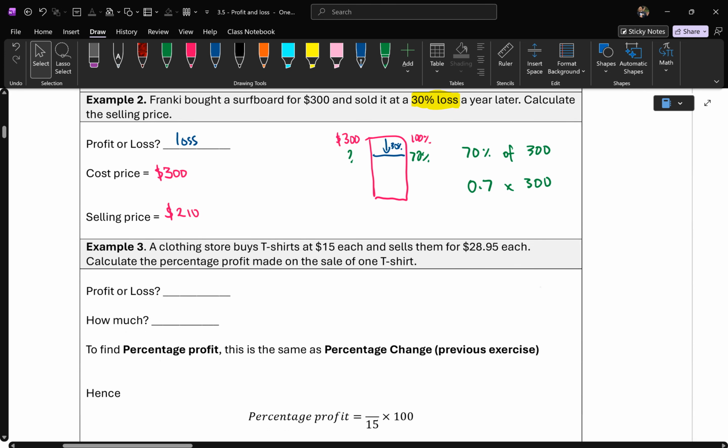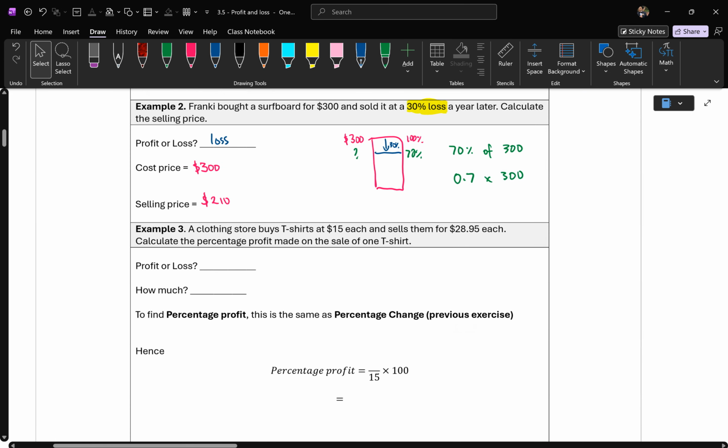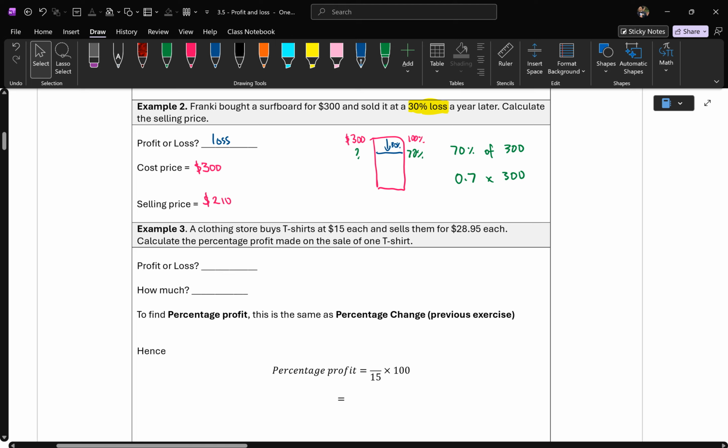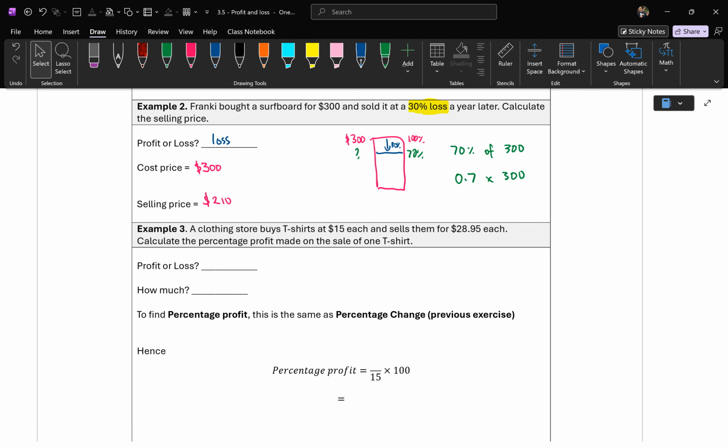Example 3 now. This time, a clothing store buys t-shirts at $15 each and sells them for $28.95 each. Okay, the question is, what is the percentage profit made? Because we can clearly see, bought for 15, but you're selling for $28.95. You're clearly making a profit. But what's the percentage profit in this case?